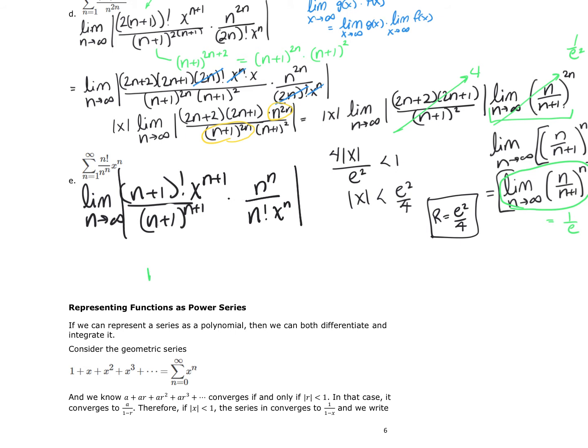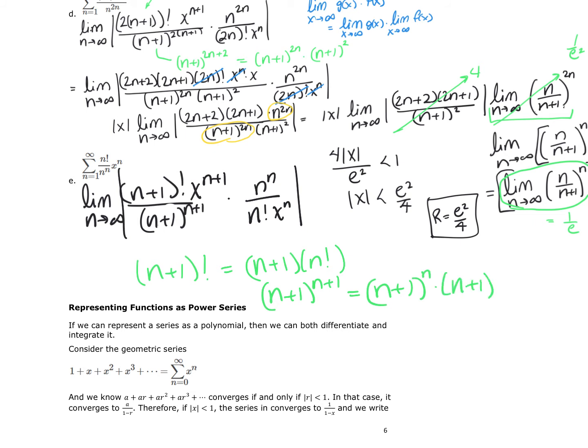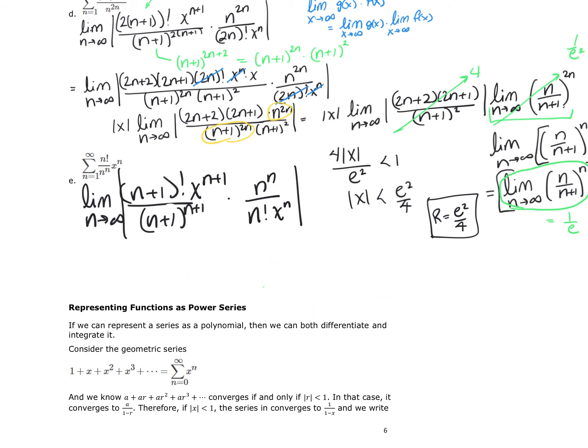And don't forget, the n plus 1 factorial can be written as n plus 1 multiplied by n factorial. So you have some nice cancellations. And just like n plus 1 raised to the n plus 1 can be written as n plus 1 raised to the n multiplied by n plus 1. So I'll let you finish that one off, and I'll tell you your radius of convergence for this one. And then we need to go back. We're like, well, I thought we were done. Well, not really. My radius of convergence on this one is e.